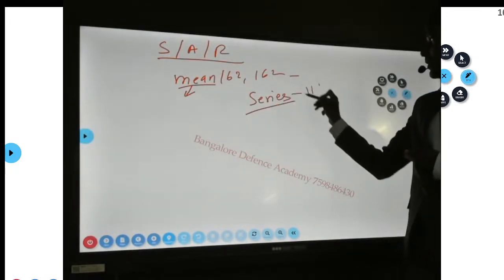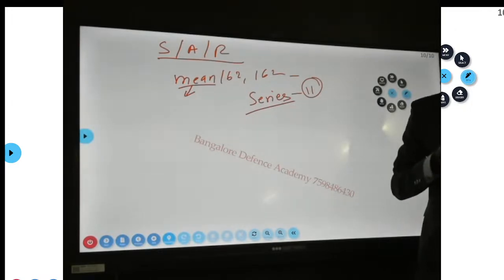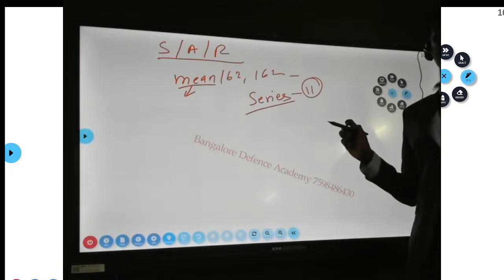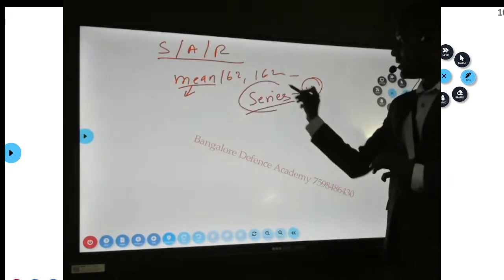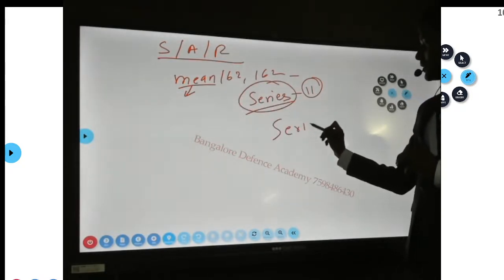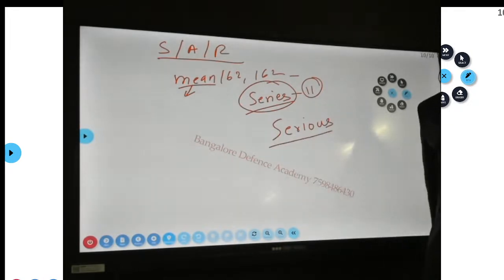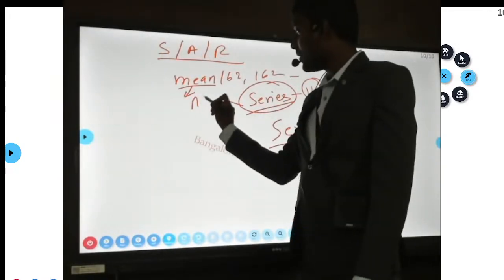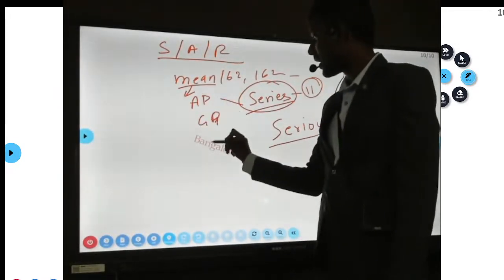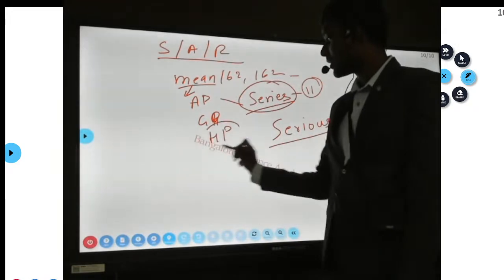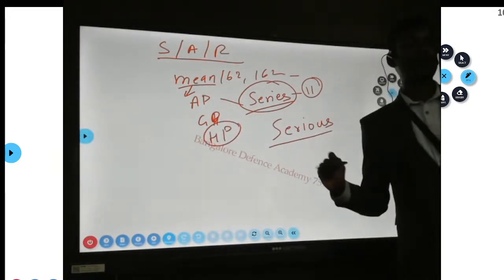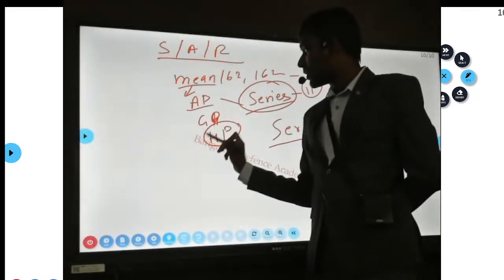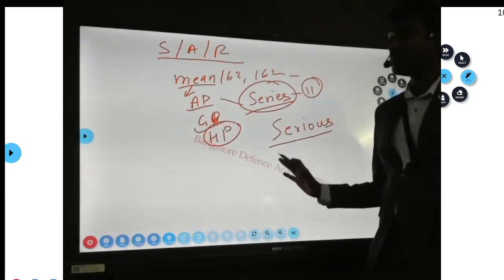Those who are in 11th, have you seen this chapter? Yes. When you see this chapter in 11th and try to do the questions, this word looks like a dream. Yes or no? Because here in series you have AP, GP and HP. This is not Hindustan Petroleum. This is harmonic progression: arithmetic progression, geometric progression and harmonic progression.